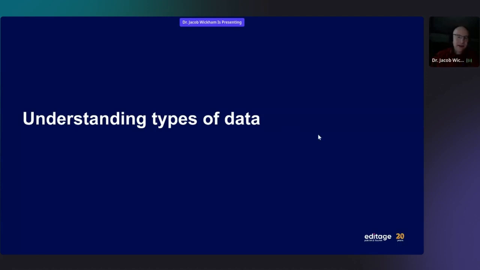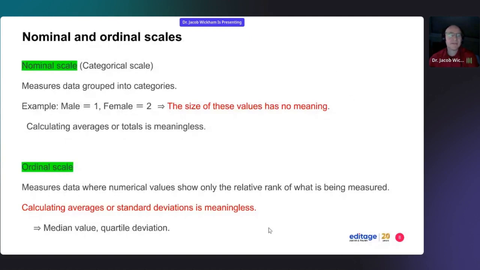And just a basic understanding of your types of data is useful. And there's lots of different types of data. One is the nominal scale. I like to call this categorical data. Here, the researchers are artificially making categories. So, for example, male equals 1, female equals 2. Here, the size of the values have no meaning at all. Basically, I call these dummy variables. And these are just codes that you're using to classify your data. So here, calculating averages and totals is totally meaningless.